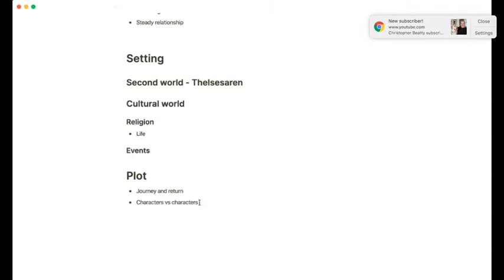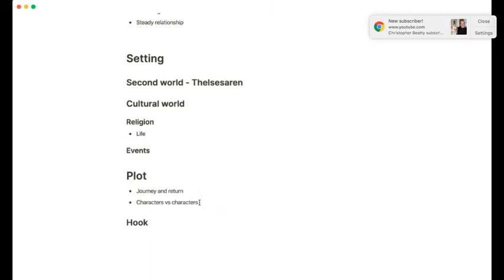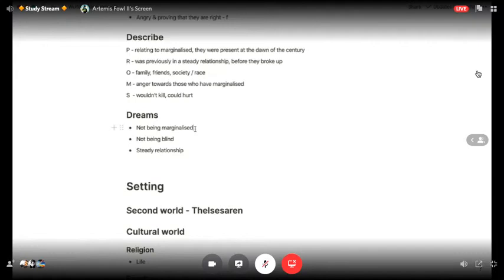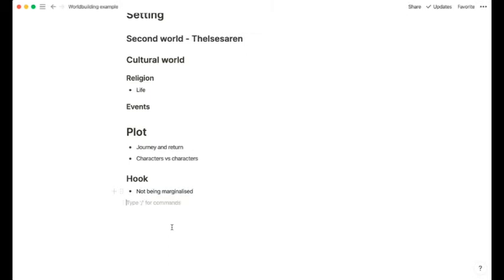And now if we think more about the actual storyline, you've got to start with a hook. So the hook in our case would be a character who wants something. So what does this character want? This character wants not to be marginalized. And if we include this hook, then the readers will be more likely to relate to it, especially those readers who have been marginalized.